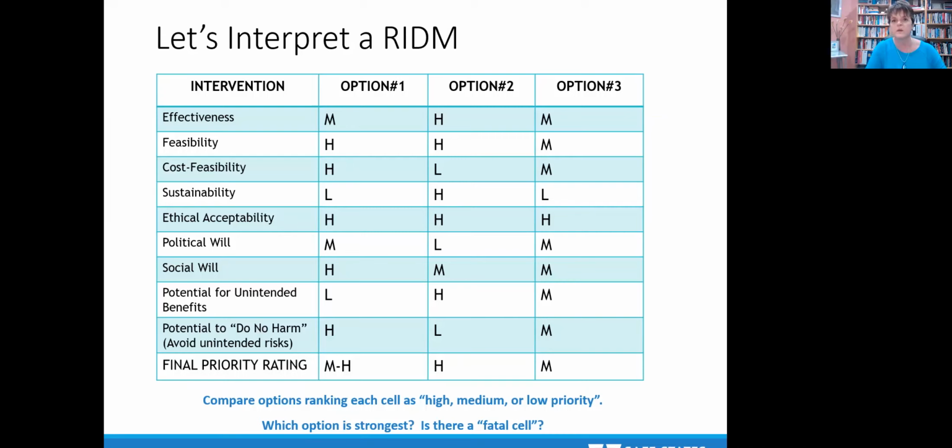Then we see the other one is a solid kind of medium. It's medium effectiveness, feasibility, cost feasibility. It's not sustainable. It's highly acceptable ethically. It's medium political will, social will, medium benefits, medium risk, medium chance of doing no harm. It's a solid medium middle of the road option. So before we move on to look at it in more detail, let's think about how, once we've got a matrix filled in front of us, we could use it.